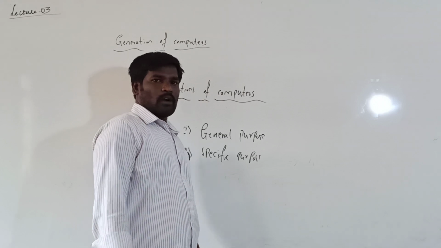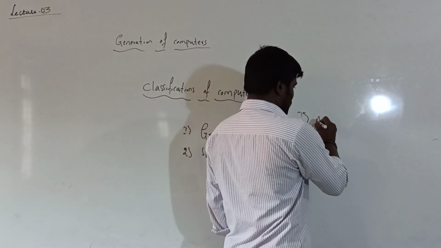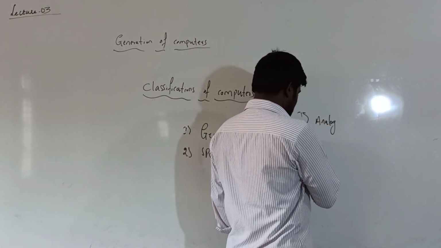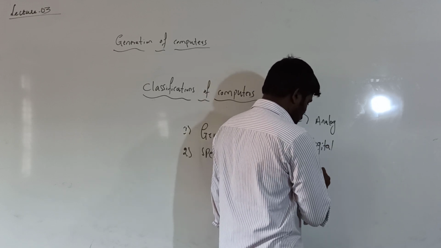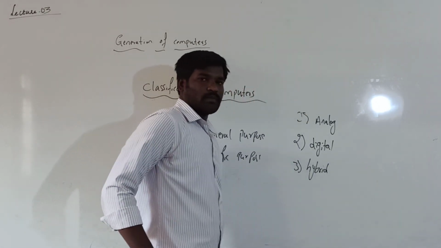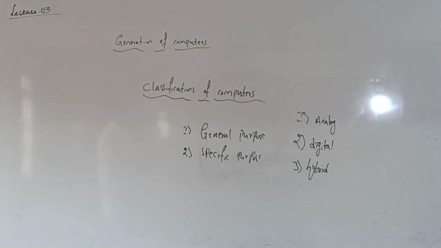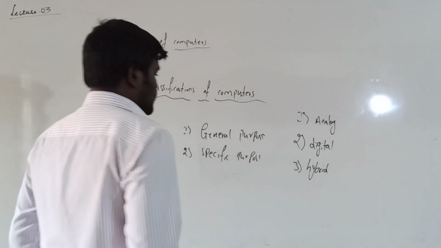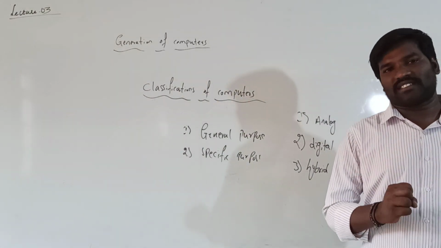Based on the operations, the computers are again classified into three categories. First one is analog computers, second one is digital computers, third one is hybrid computers. Here analog computers are nothing but those dealing with physical quantities or physical devices.